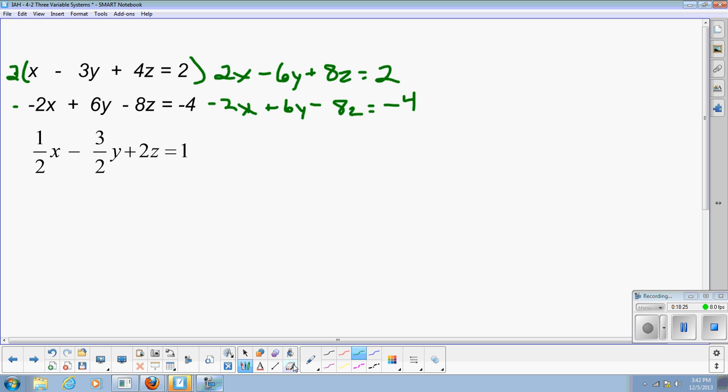and I see I made a mistake. Here we go. 2 times 2 is, yes, 4. Get the numbers right. 2x plus negative 2x is 0. Cancels. Negative 6y plus 6y cancels. 8z minus 8z cancels. 4 minus 4. 0 equals 0. What does that mean?